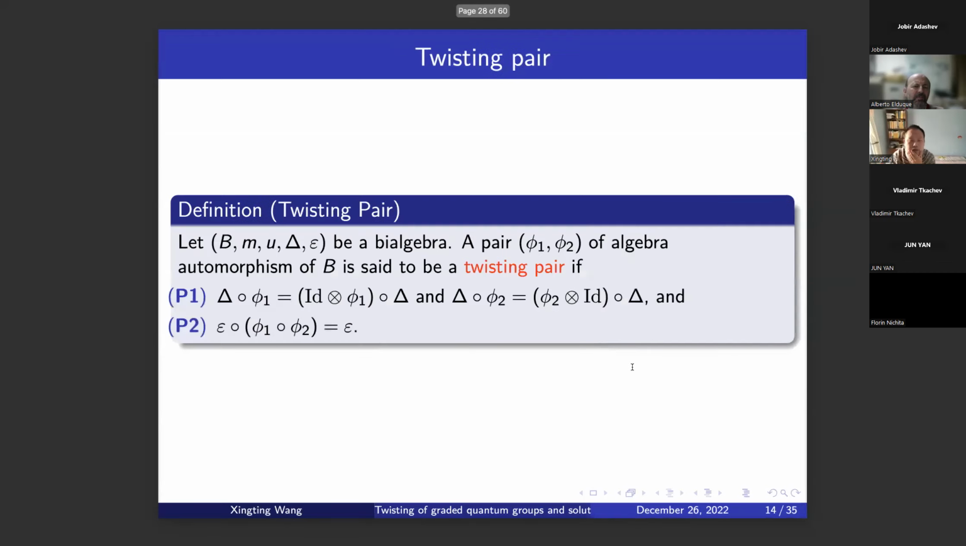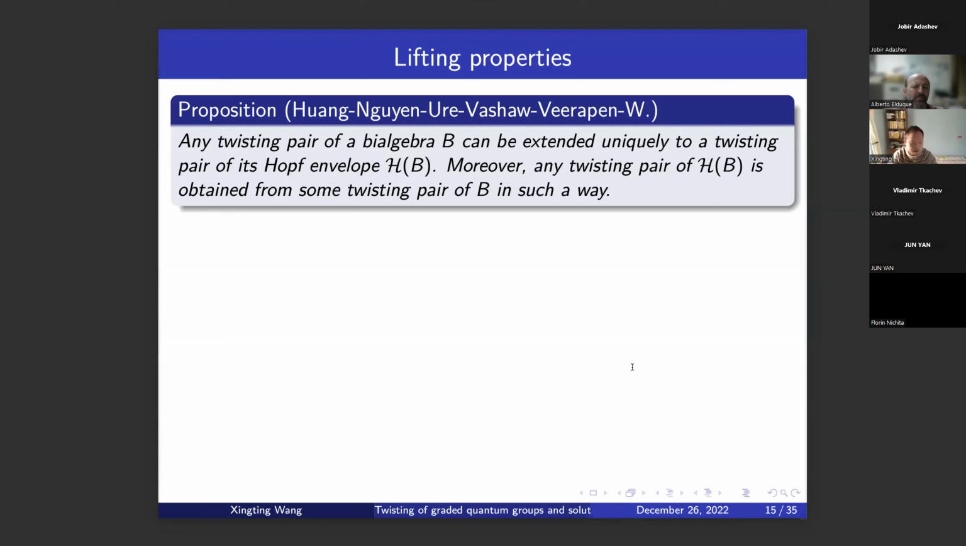Before I give you an example, maybe I should point out that twisting pairs play well with the Hopf envelope. We saw the Hopf envelope a while ago, right? In the basic setup, if you have a bialgebra, I can construct a Hopf algebra, the smallest one you can get by inverting things via the antipode, right? So actually the twisting pairs behave well with the Hopf envelope. We can show that there's a one-to-one correspondence between twisting pairs of B and twisting pairs of its Hopf envelope.